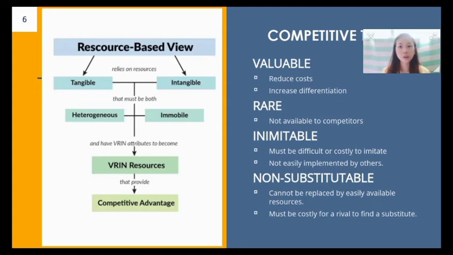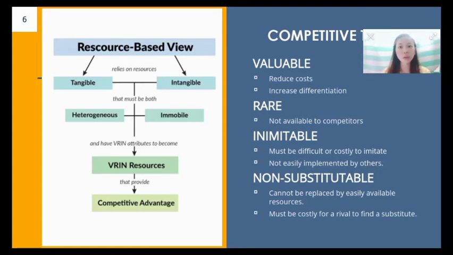Quite simply, resources are valuable if they help a company reduce cost or increase differentiation in a way that creates value for customers. Resources also need to be rare, and by that, I mean resources cannot be widely available to competitors, because if everyone has a resource, then it is impossible for it to drive differential firm performance and competitive advantage. Resources must also be inimitable, that is, they must be difficult or costly to imitate, so competitors cannot easily copy and implement your strategic approach.